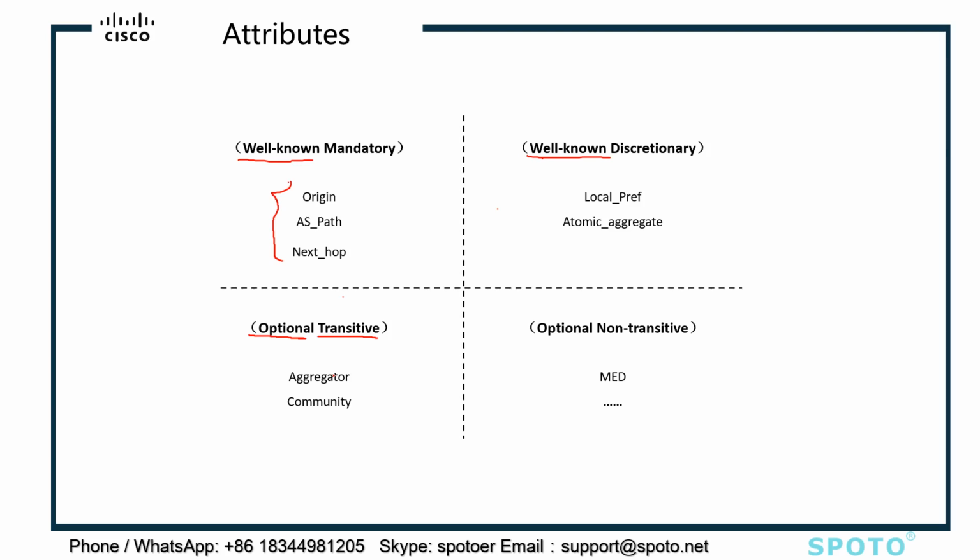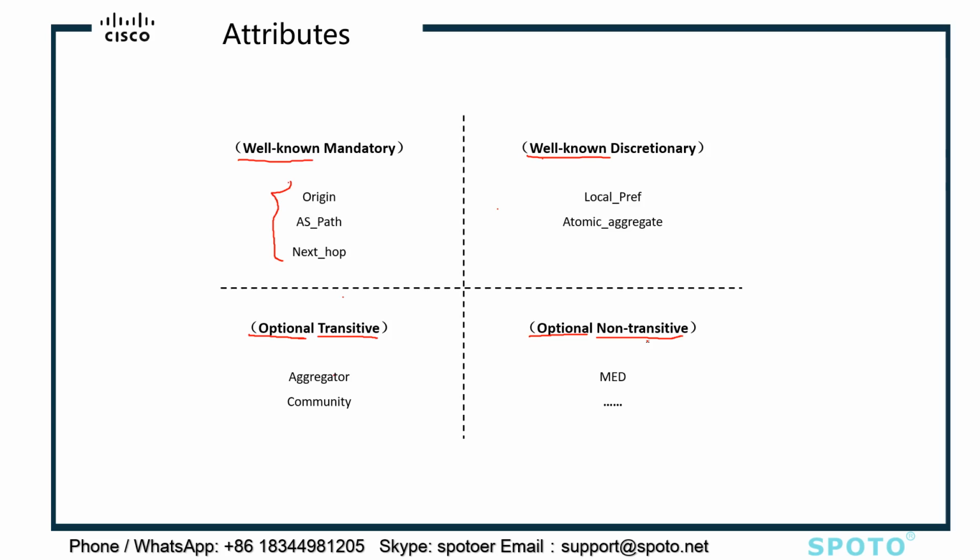And the next one is, if the router can't recognize it, the router will also not transmit it. So it is called the optional non-transitive. So actually, we have a large number of attributes in the BGP protocol, and we divide them into the well-known and the optional, and we have 4 different types. They are the well-known mandatory, well-known discretionary, and optional transitive and non-transitive. We need to know and remember these 4 different attributes.